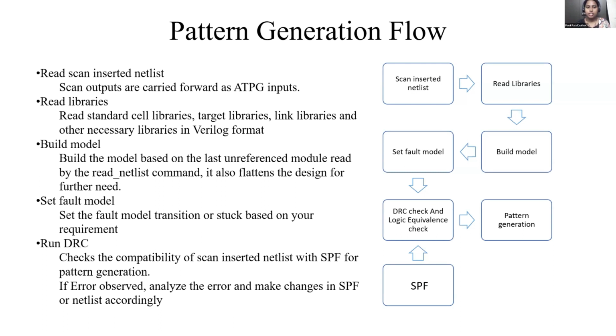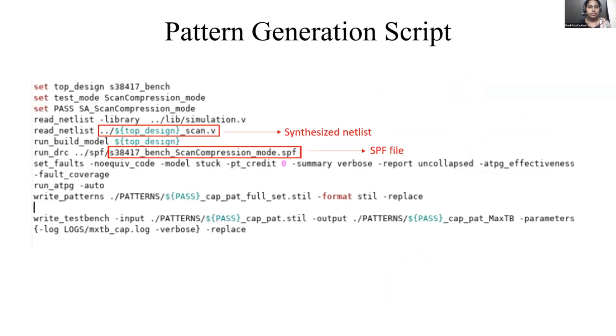If the DRC check is passed, then the pattern is generated. This is a snippet of a pattern generation script where you give the top of your design. In mine, it is 38417. It's a test bench circuit name, so I just gave this. Then the test mode that I selected is scan compression, the technique we will be working on.